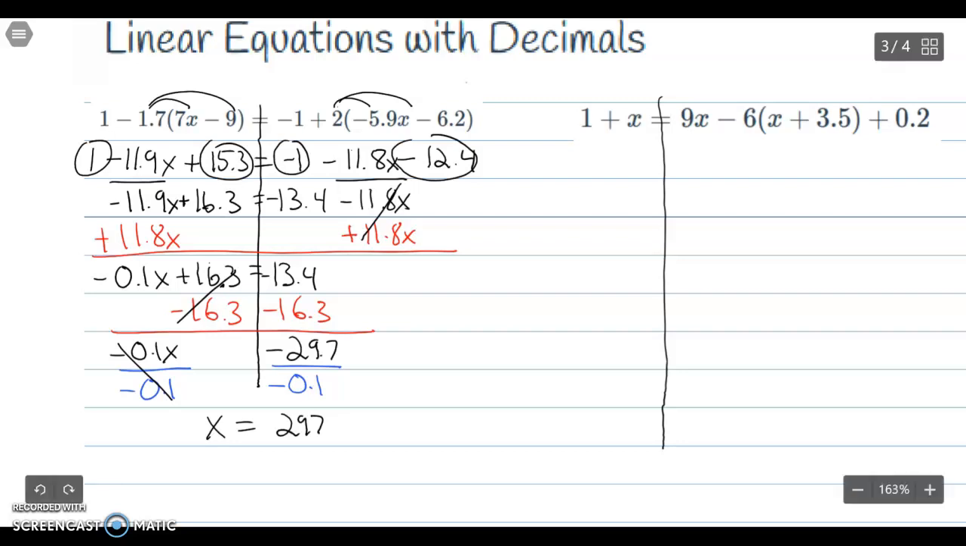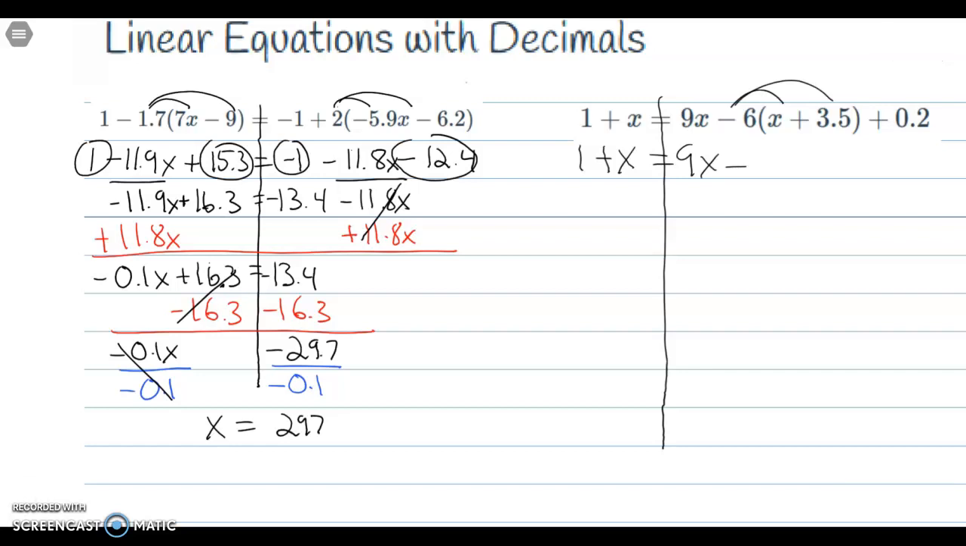All right, so let's take a look at this one. I'm going to distribute this -6, and everything else I'm going to bring down. So I'm going to have my 1 plus x is equal to 9x. Negative times a positive is a negative, and 6 times x is 6.